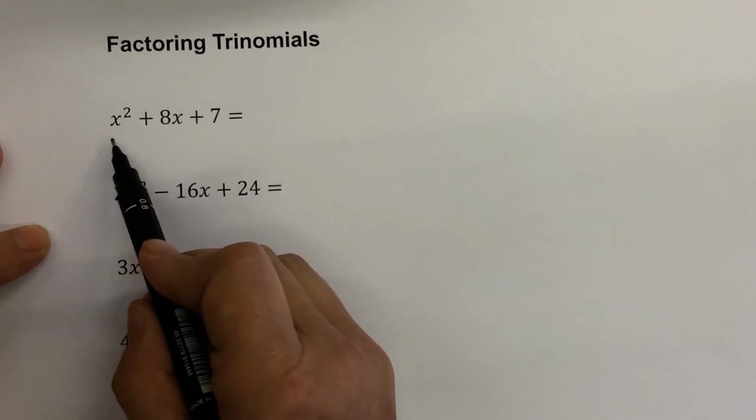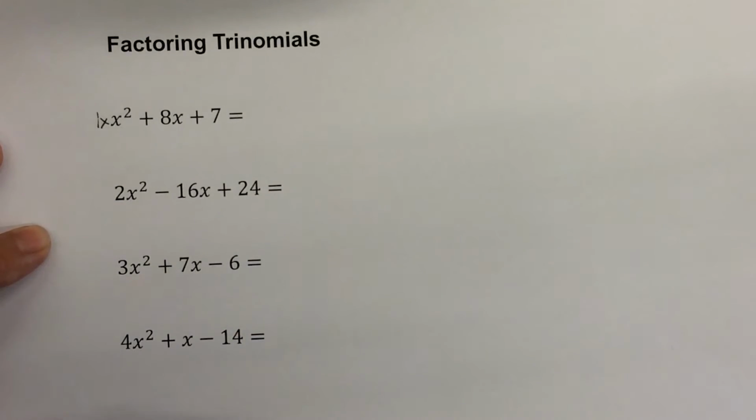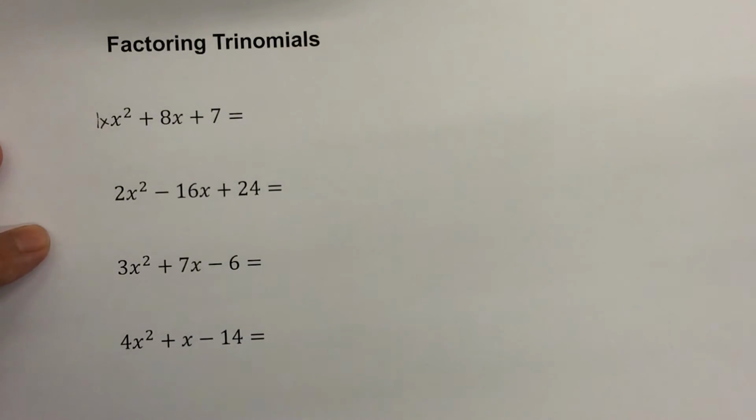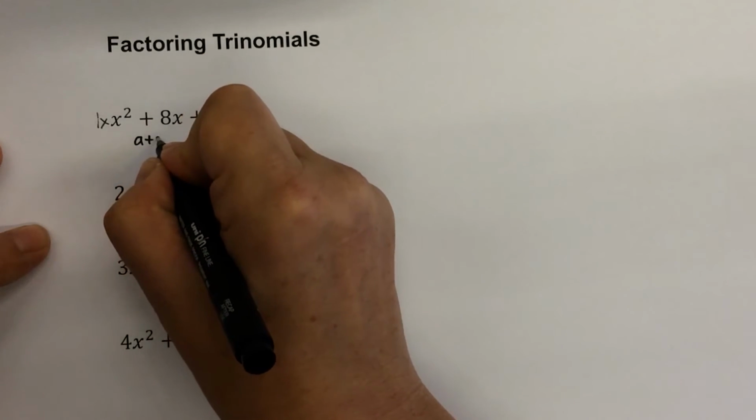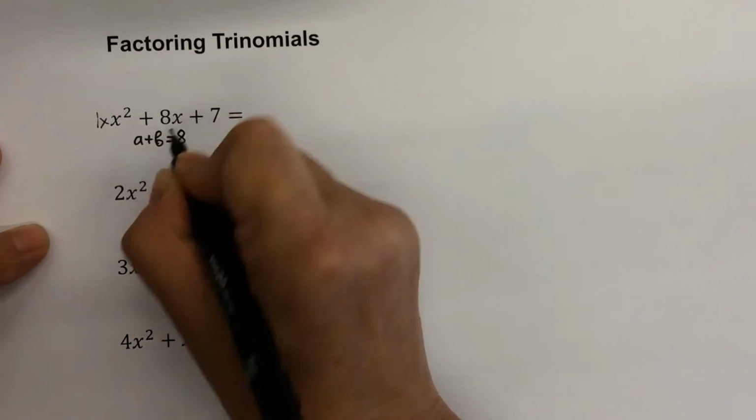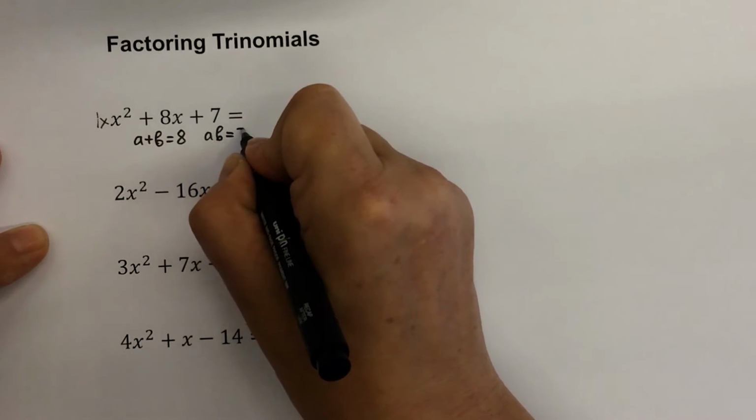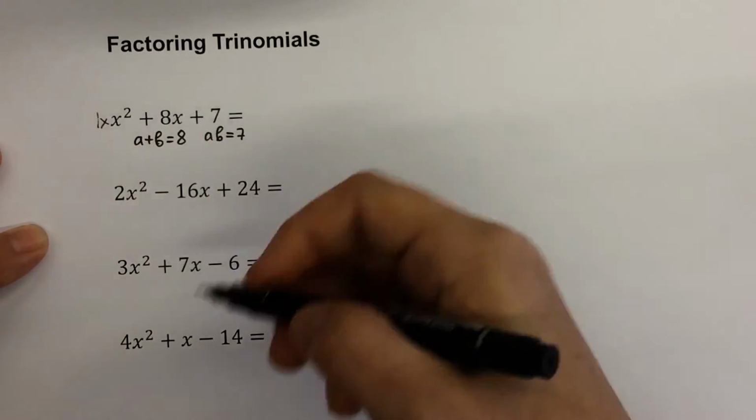Okay, case number 1. When we deal with trinomials where x squared has a coefficient of 1, there is a very simple technique. To factorize it, we think about two numbers, let's denote them a and b, such that the sum of these numbers gives you the coefficient for x, which is 8 in our case, and their product gives us this number, 7, which doesn't have any x.